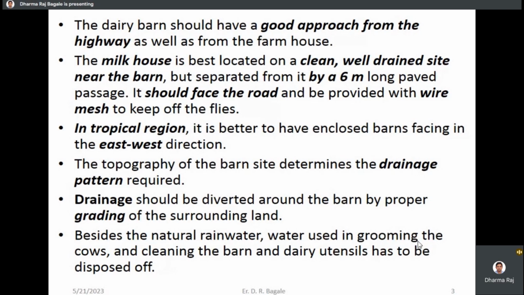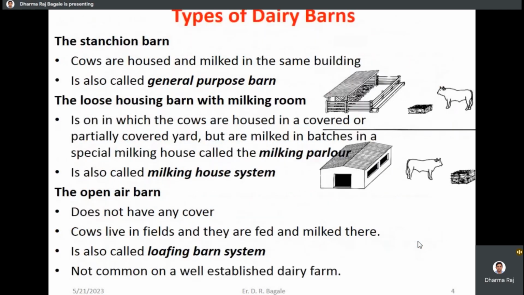So we have to select the site for the cow farm, the cattle shed, at the highest point of the farm, so that water from natural rainfall, as well as water used in grooming the cows and cleaning the different utensils, can be safely disposed of from the shed to the pits. So it will be very beneficial.